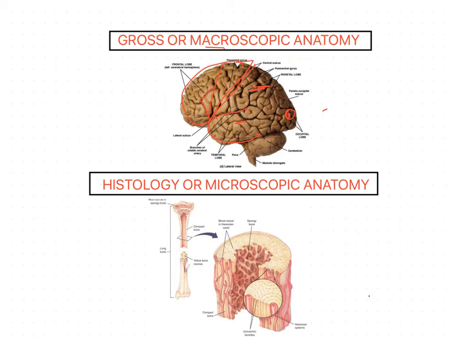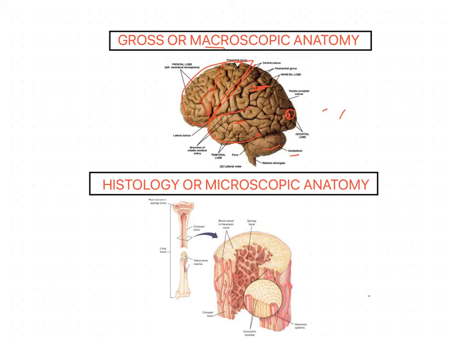Some foldings are present. These foldings are called sulci and gyri, and you can also find the cerebellum here. All these things we can see with our naked eye. This is the study of organ systems such as the nervous system, respiratory system, digestive system, etc. All these we can study under macroscopic anatomy.